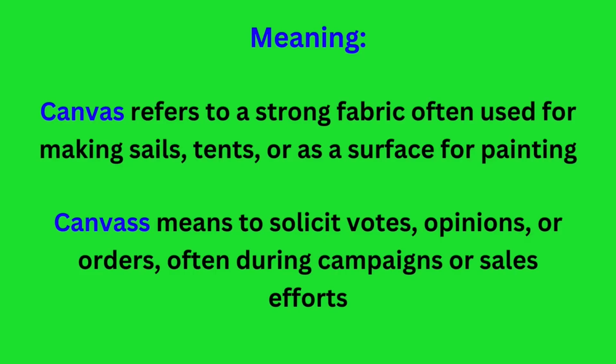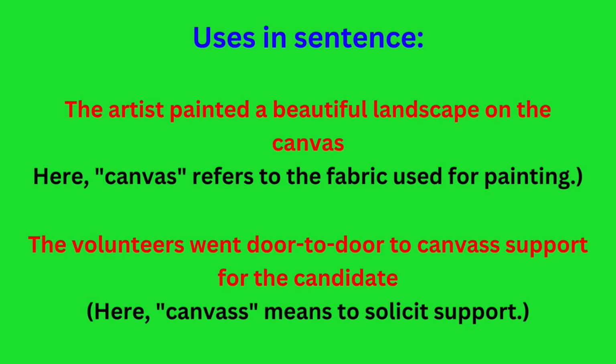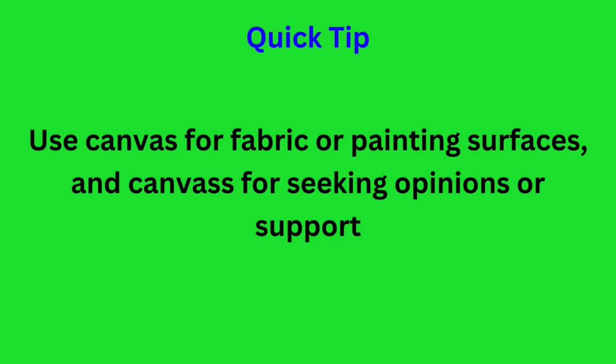Meaning. Canvas refers to a strong fabric, often used for making sails, tents, or as a surface for painting. Canvass means to solicit votes, opinions, or orders, often during campaigns or sales efforts. In a sentence. The artist painted a beautiful landscape on the canvas. Here, canvas refers to the fabric used for painting. The volunteers went door to door to canvass support for the candidate. Here, canvass means to solicit support. Quick tip. Use canvas for fabric or painting surfaces, and canvass for seeking opinions or support.